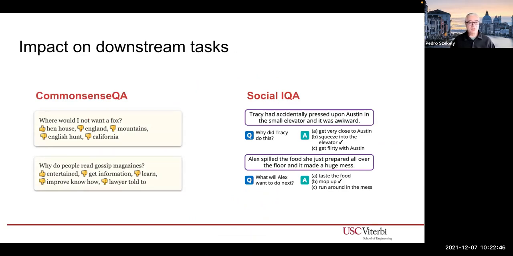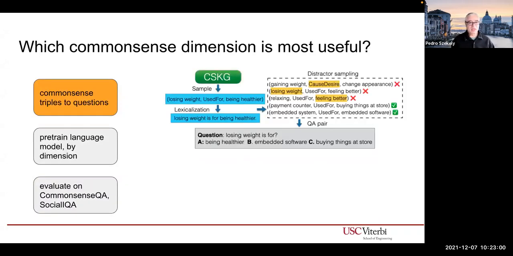So we focused on two tasks, CommonsenseQA, and you see an example question there, and Social IQA, where you are given a little context, a question, and then multiple choice answers.